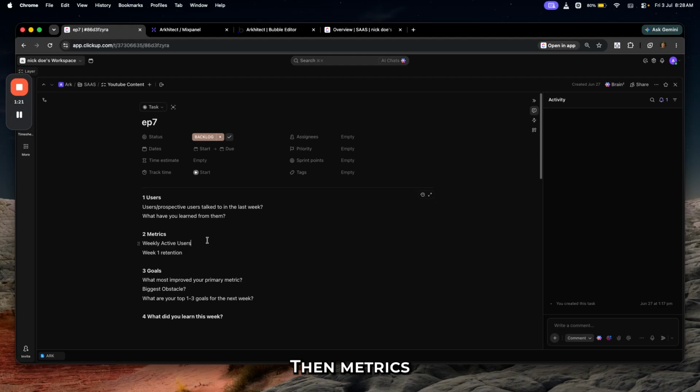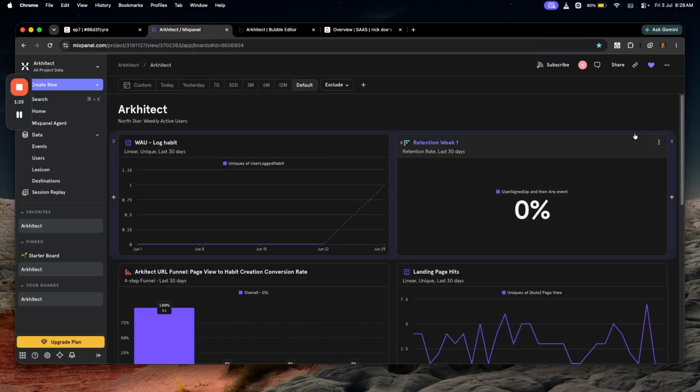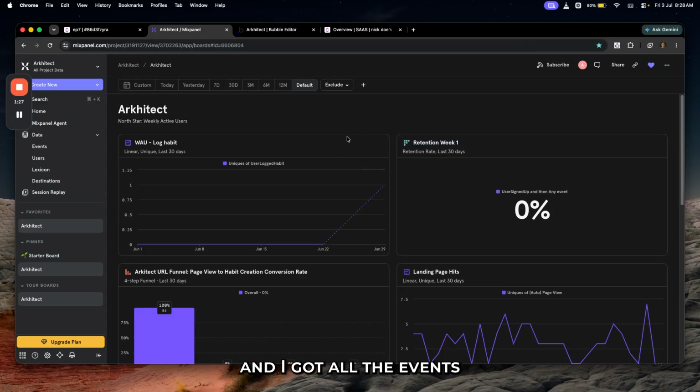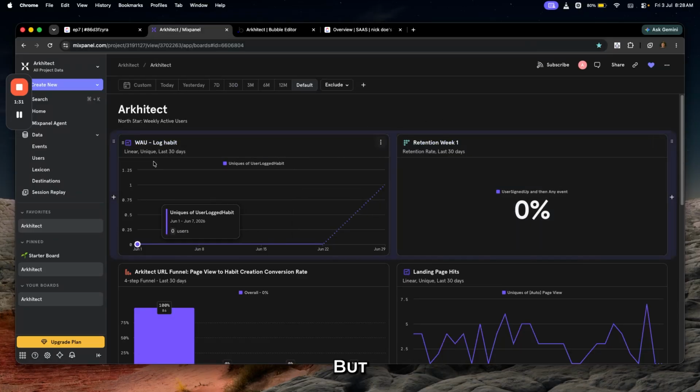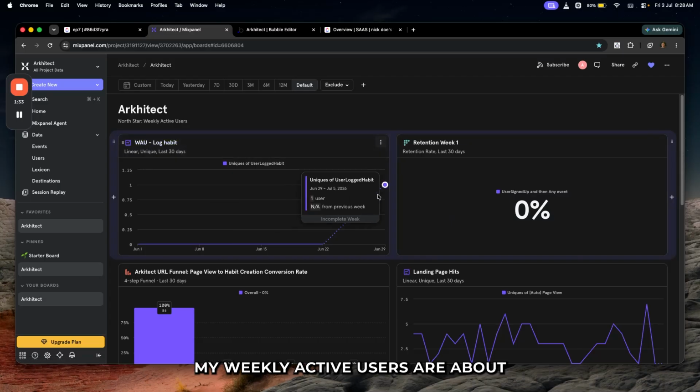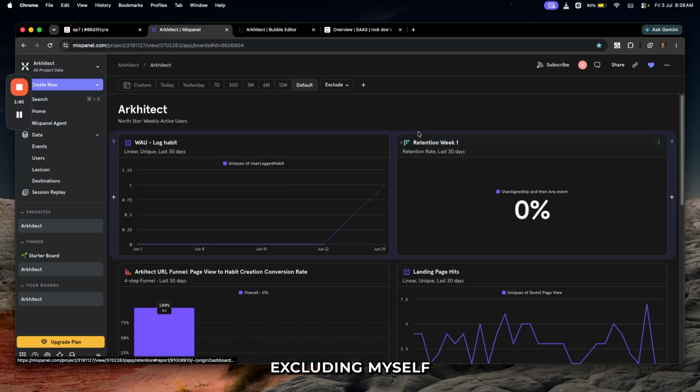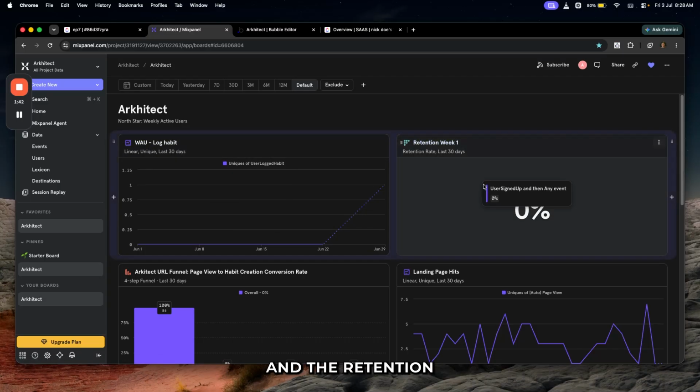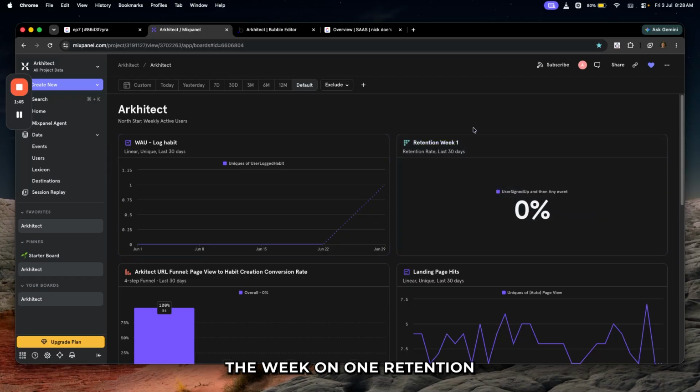Then metrics. I just set up Mixpanel last week, and I got all the events being sent there, so these metrics are pretty much off. But my weekly active users are about 2 users, excluding myself. And the week one retention, I think, is about 3 out of 8, which is about 37%.